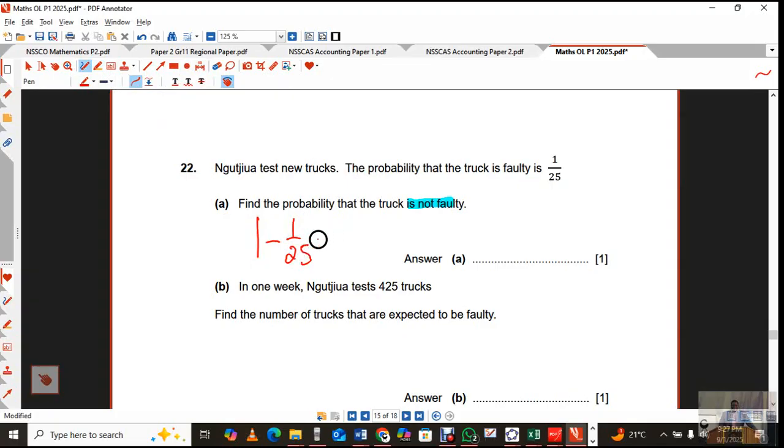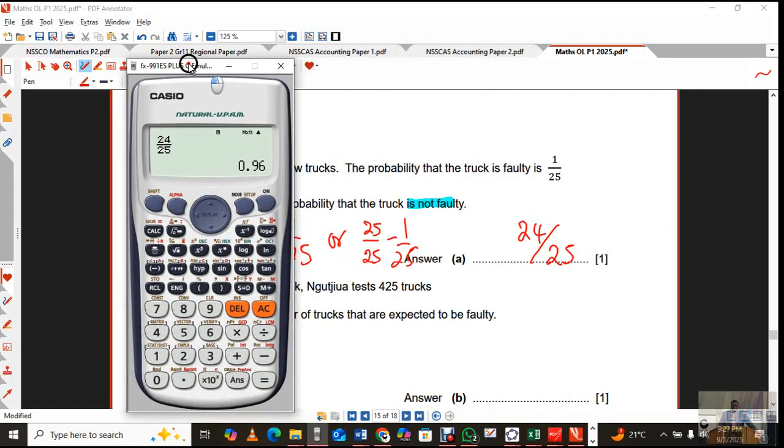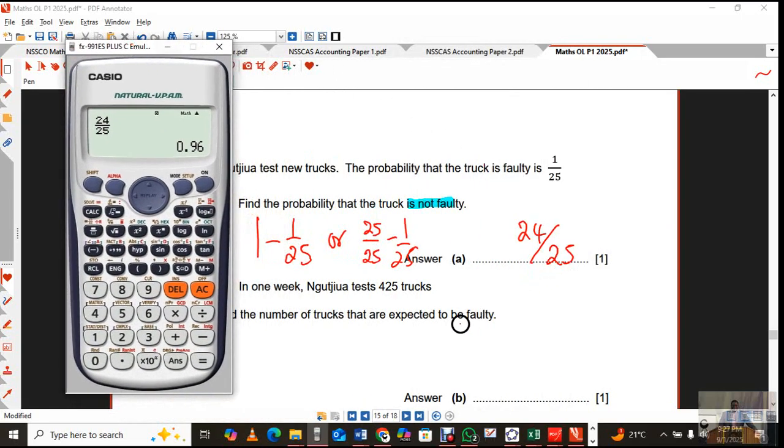Or 25 over 25 minus 1 over 25. What is that fraction going to be? It's going to be 24 25ths. Okay, write it like that. Don't try to write it as decimals and so on, but most probably you are not going to get penalized by the examiner, as 0.96 is also an acceptable answer. But 24 over 25 is fine.